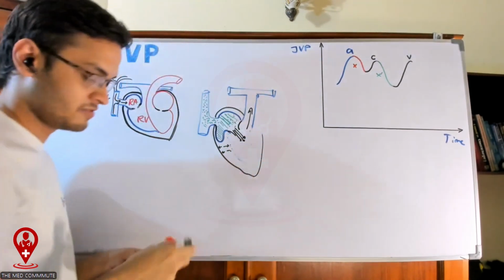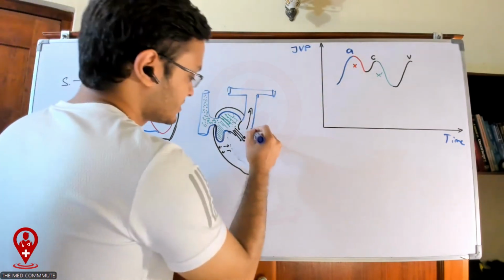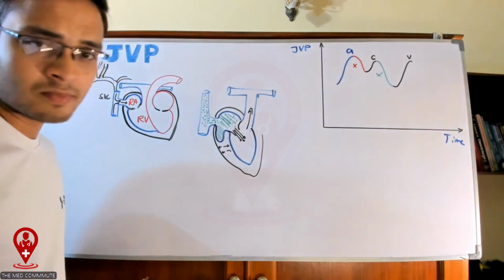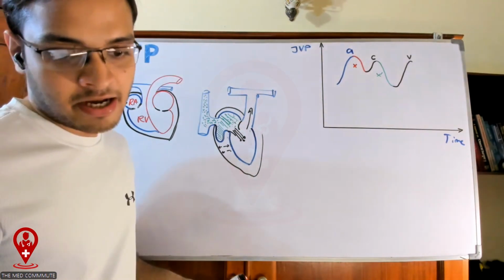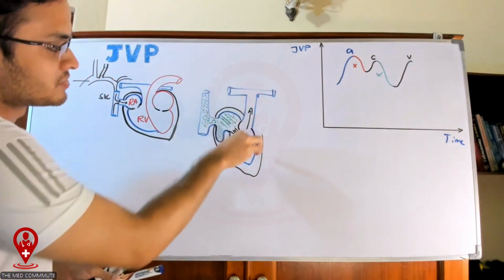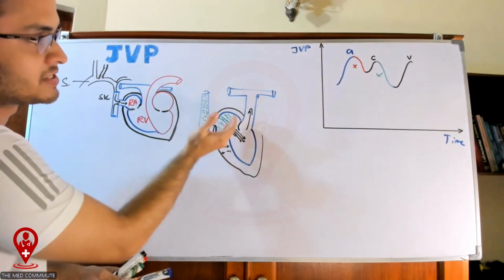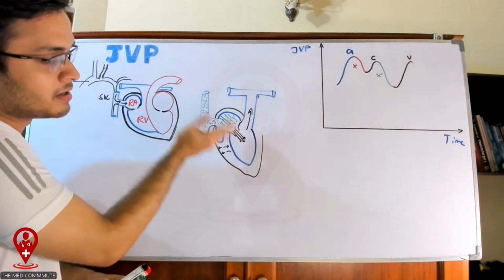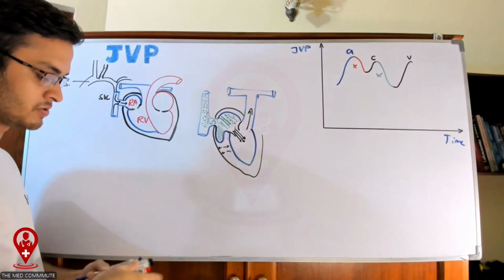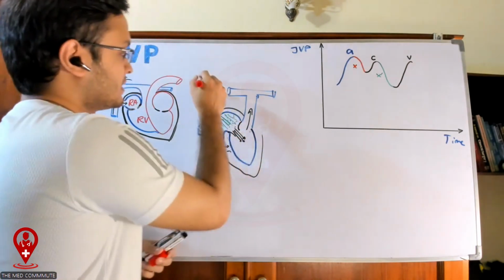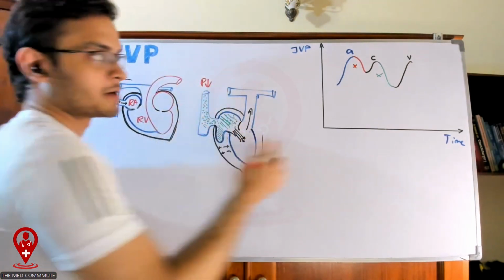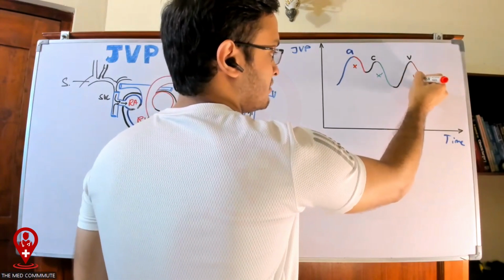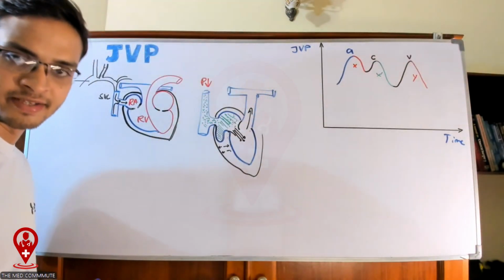Sorry, this is the contracted ventricle from our previous diagram, so let me adjust that. So blood is going to start trickling into this ventricle. As the blood starts trickling in, we know there was a huge pressure generated here. This was our V wave. Now this pressure starts reducing, so the pressure will start dropping in the internal jugular vein, and this is what we call our Y descent.